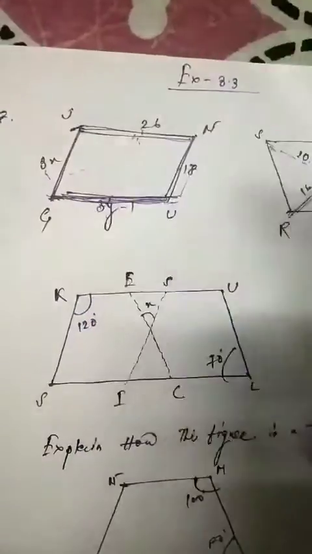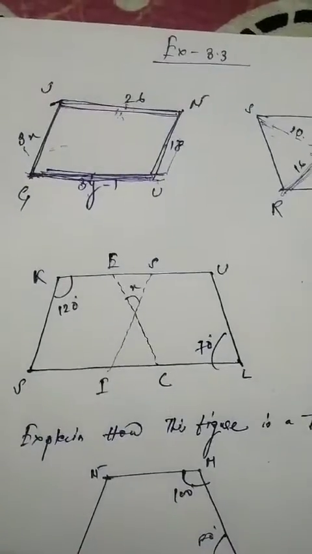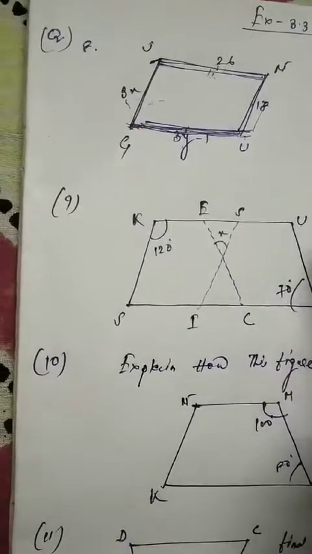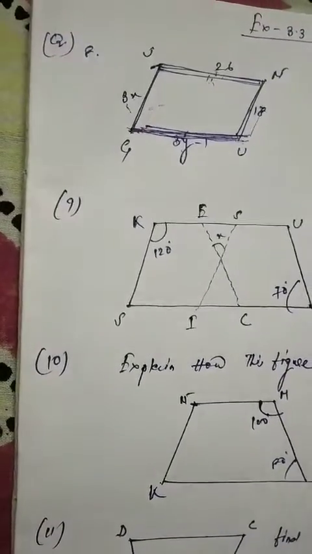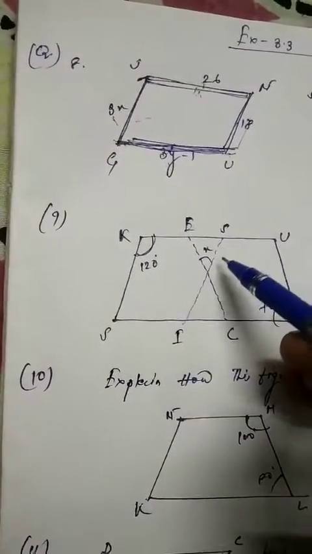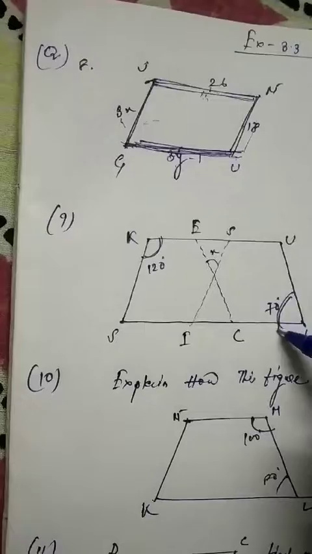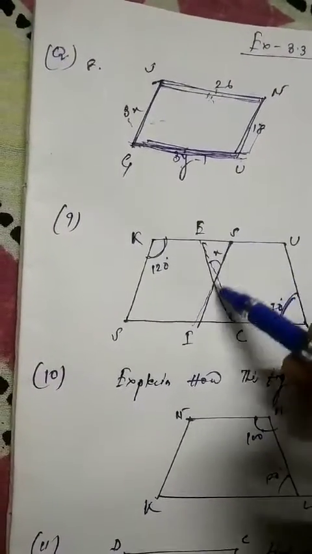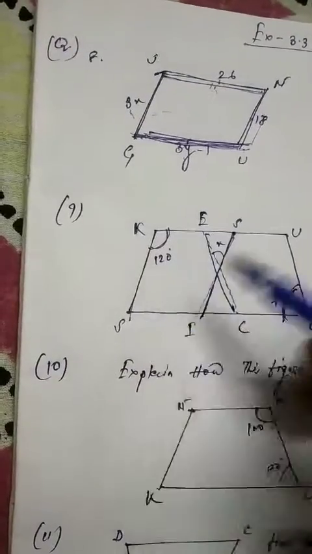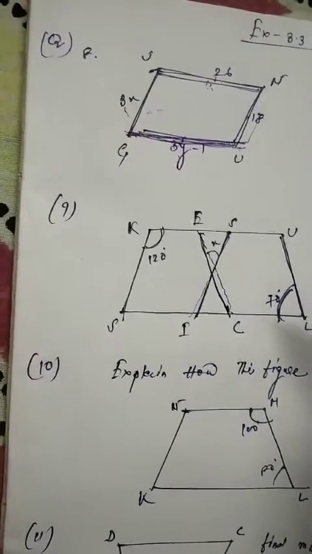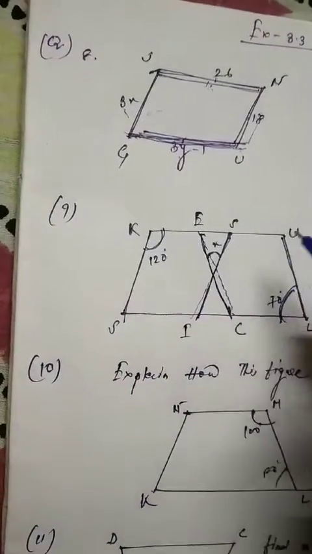Now, in this particular question, as we can see, a figure is drawn, in which the figure is given in this way. This is 120, and this is 70, and this side is given as dotted lines. IS is parallel to KS and EC is parallel to UL. So I have to find the value of x.